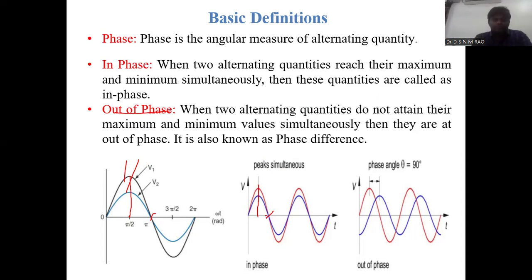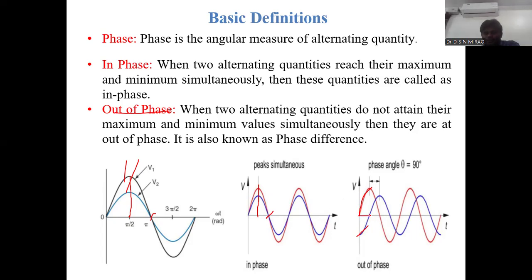Next one is out of phase. When two alternating quantities do not attain their maximum and minimum values simultaneously, then these signals are out of phase. This is also known as phase difference. This is voltage signal 1 and this is voltage signal 2. This signal is starting from 0 angle. This signal is starting at 90 degrees. Let us assume 90 degrees.